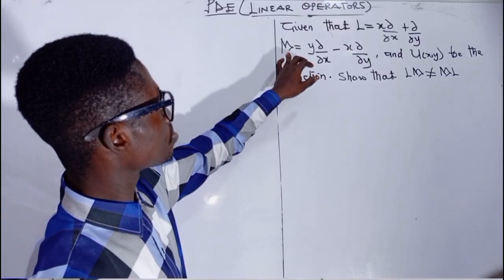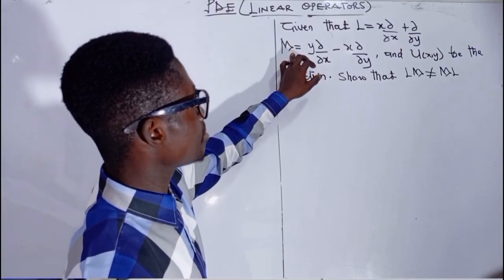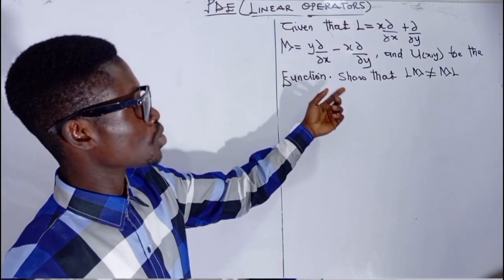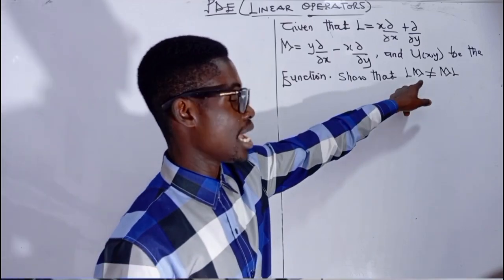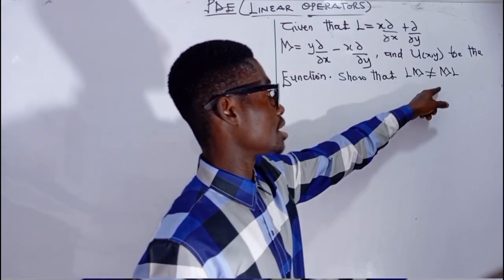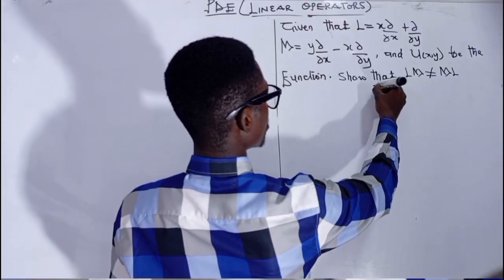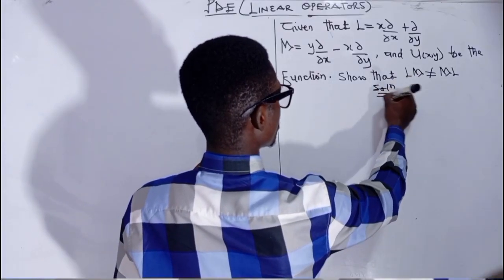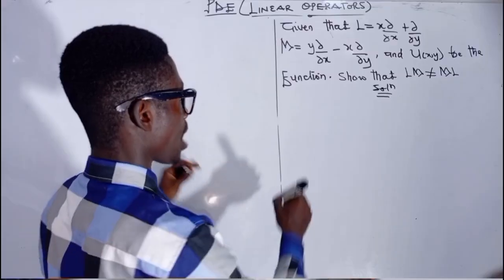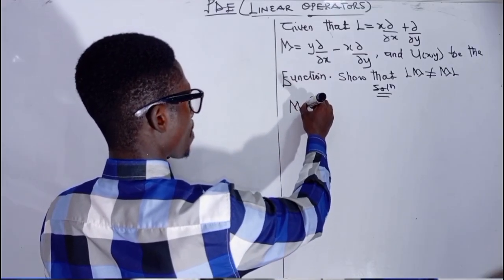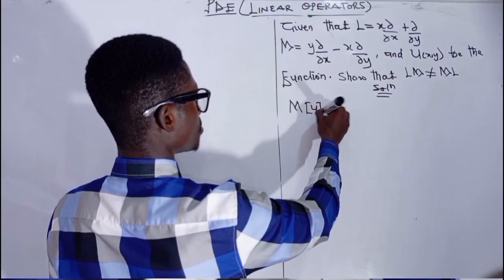So we have two operators here, M and then L, and then we have the function u. We want to show that operating L on M is not the same as operating M on L. So first, we are going to find our Mu. So we have Mu, that is operating M on the function u.